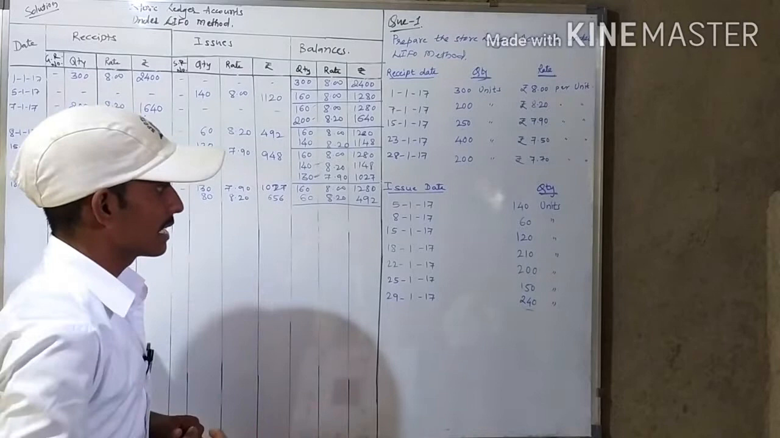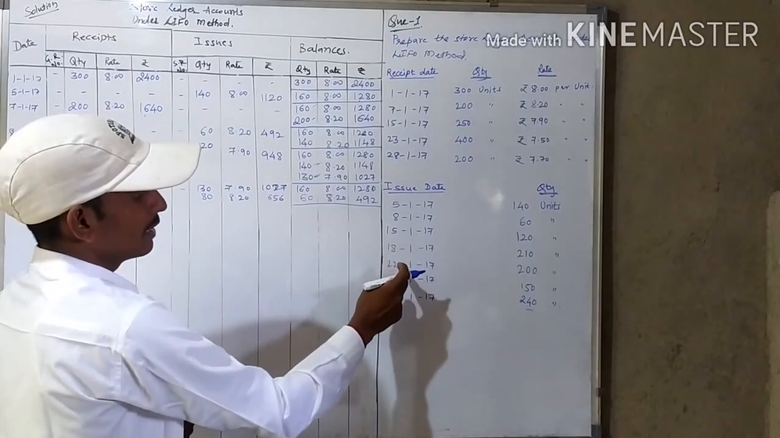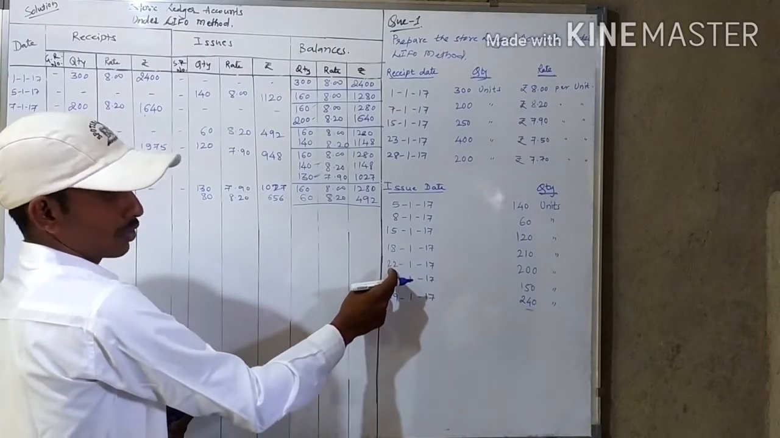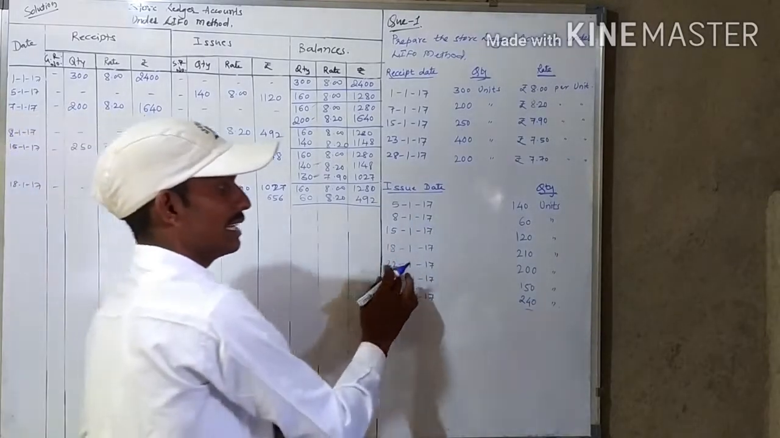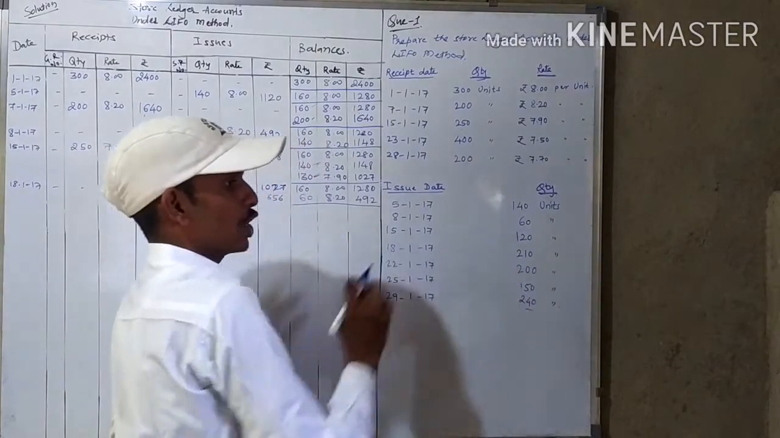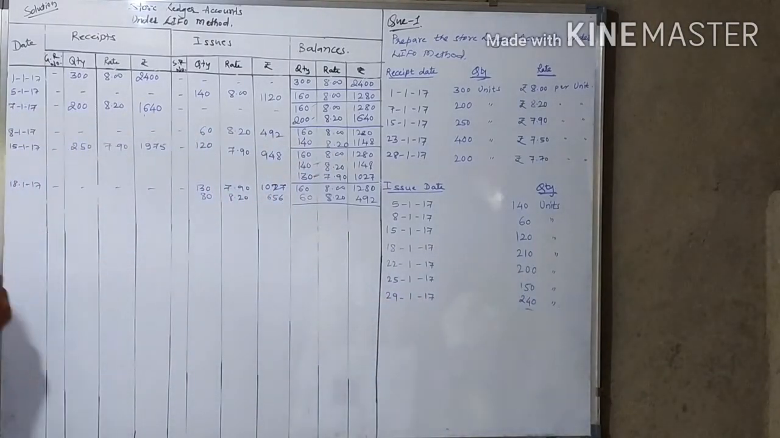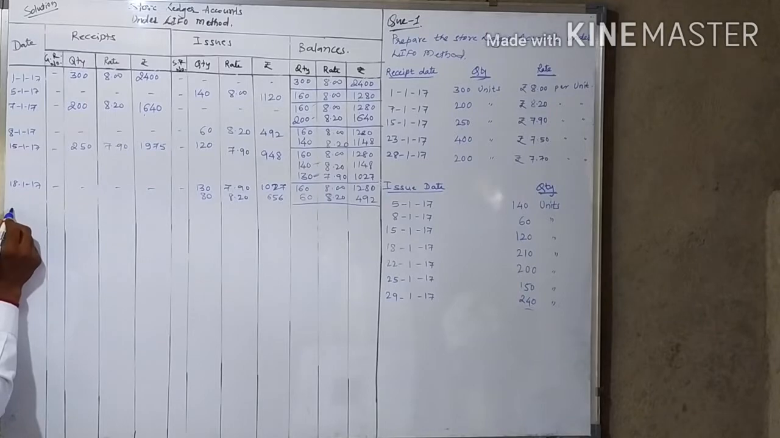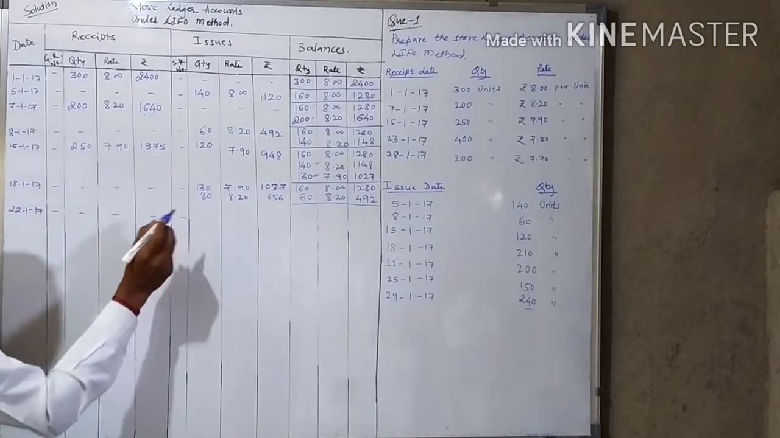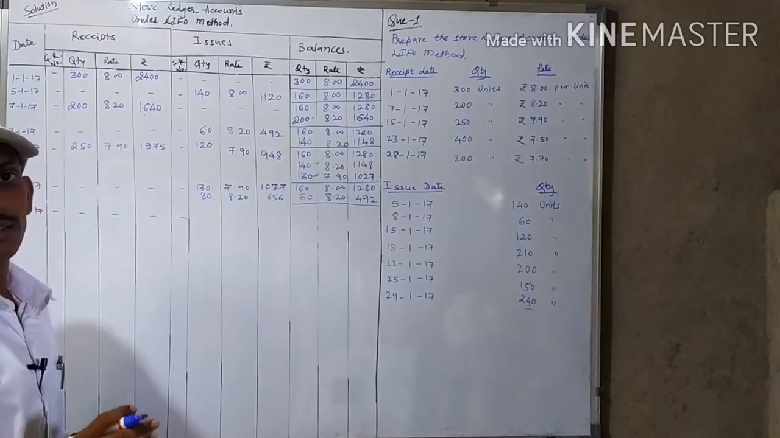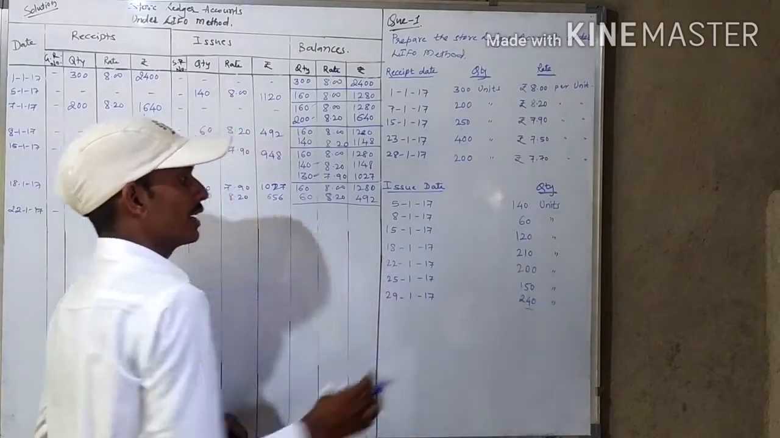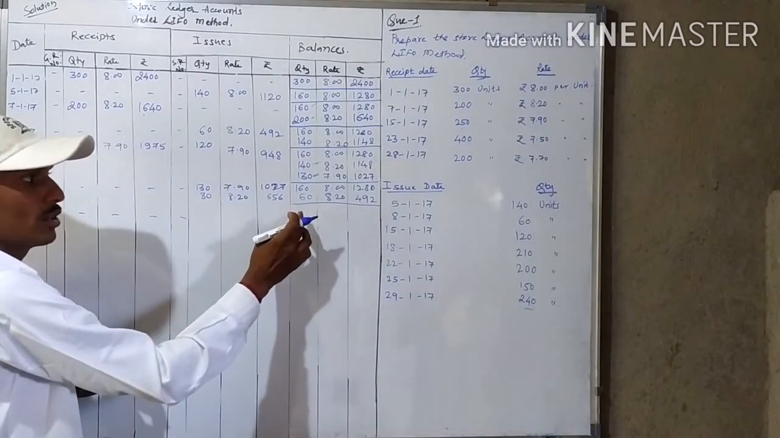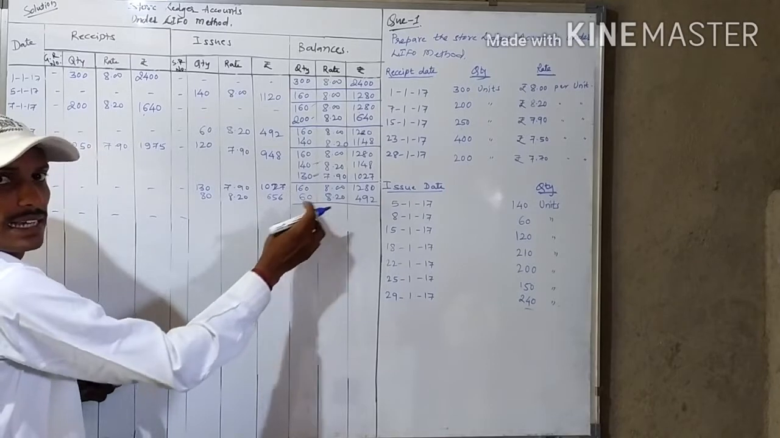Okay, next transaction after 18, which is the date? Again 22. Okay, again on 22 issue has taken place. How much quantity? 200 quantities are issued. So I will write here date 22/1/2017. No receipt has taken place. So here I will write the issue, 200 units. How many lots are available in the godown? 2. One is 160 and 60 units.